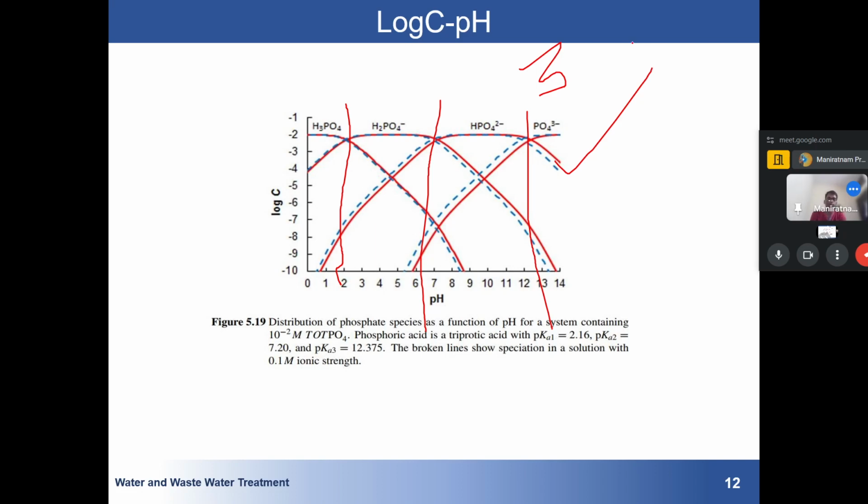So the real-world application is again the same thing: you have to treat phosphate. Before treating it, you should know which form of phosphate is there, so that I can remove it. Generally, drinking water pH has a range of 6.5 to 8.5. In that range, H2PO4 minus and HPO4 2 minus will both be dominant, depending upon the pH of the system.